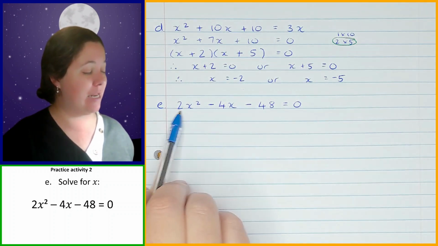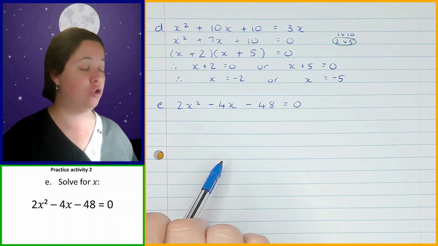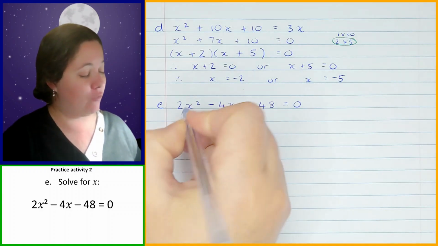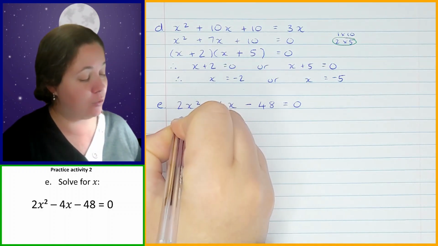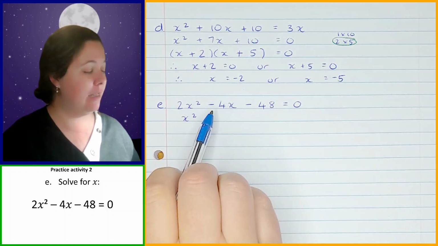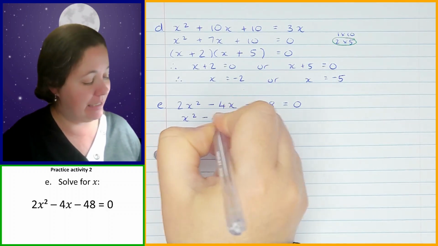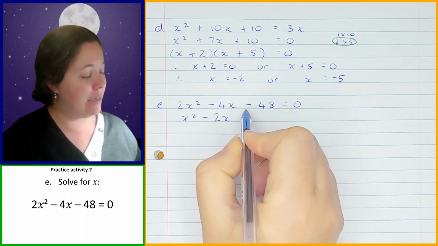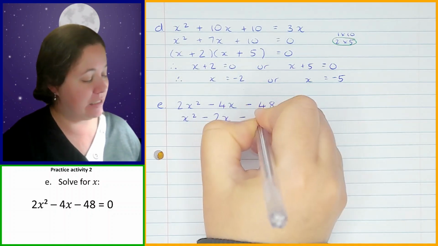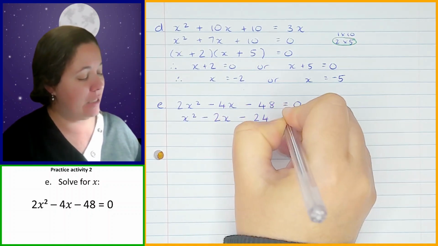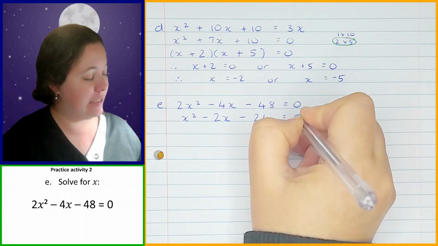So I'm going to divide every term in this equation by 2 to cancel out the 2's. So I've got x squared, 2x squared divided by 2 is x squared. Then negative 4x divided by 2 is negative 2x. Negative 48 divided by 2 is negative 24 equals 0 divided by 2 stays 0.